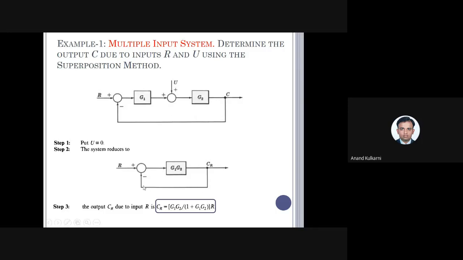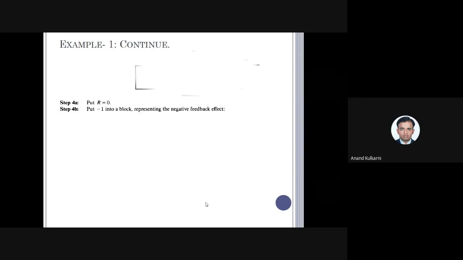You can just see here, when there are multiple inputs, what you have to do is, you put one input as 0 initially. You can start with R also, you can start with U also. You first make one as 0. Once you make any one of the inputs 0, whatever reduced block diagram is there, you go on solving, and we get to this. So this is not the end of the problem, you have solved partially. Next, what you'll have to do is make R as 0.